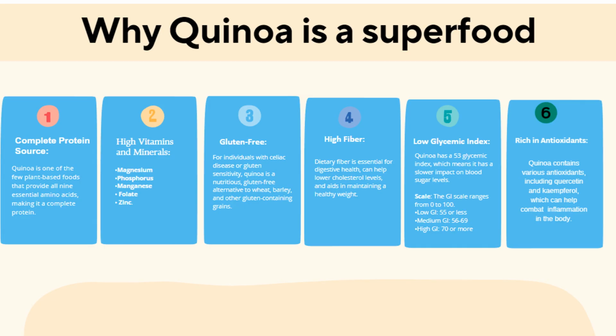Number five is low glycemic index. Glycemic index is basically the amount of sugar rise as you consume a particular food. There are different values of glycemic index. A low glycemic index is 55 or less, medium is 56 to 69, and high is 70 or more. So this crop is ideal for having a lower glycemic index, which is 53, which means that it has a very slow impact on your blood sugar level.